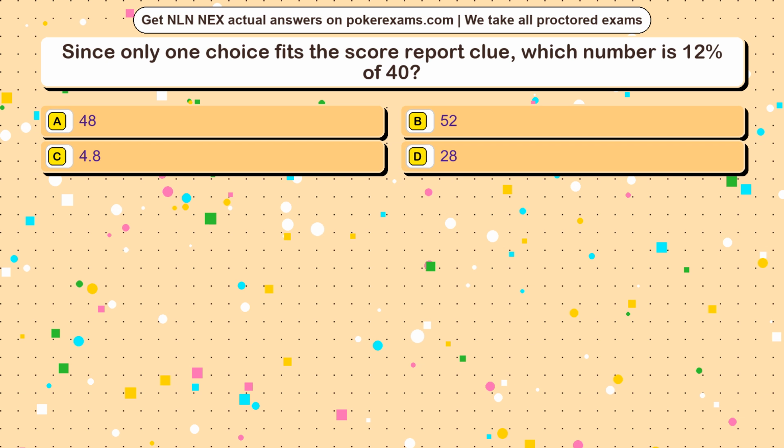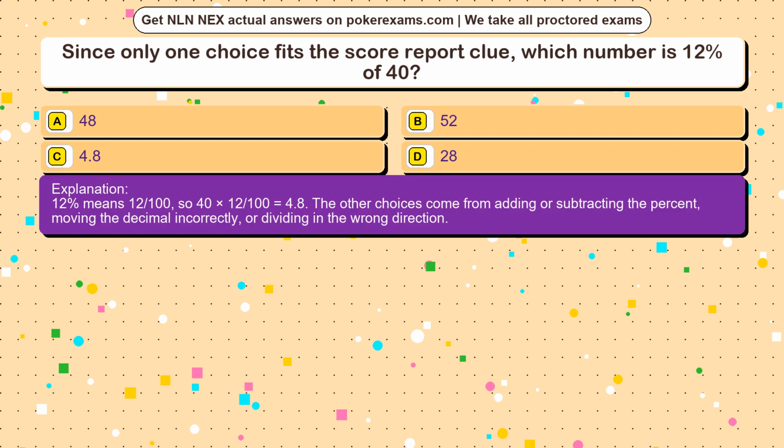The correct answer is option. 12% means 12/100, so 40 times 12/100 equals 4.8. The other choices come from adding or subtracting the percent, moving the decimal incorrectly, or dividing in the wrong direction.